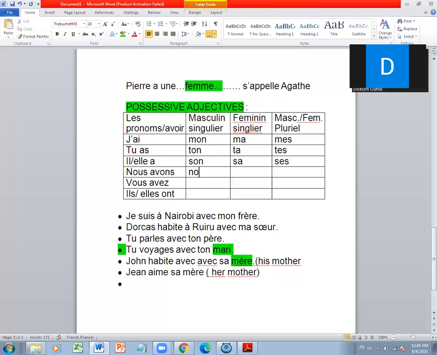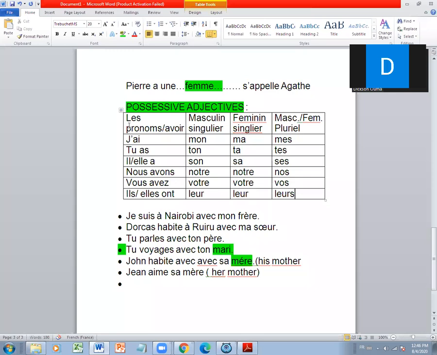Notre, our. Notre, the same, but we say nos for the plural, whatever is possessed plural. Vous, we say votre, the same, votre. The plural form is vos. Third person plural, we say leur. Leur, their, the plural form is leurs with S.